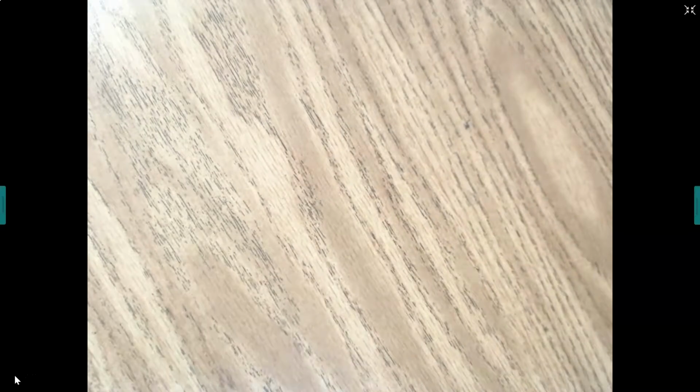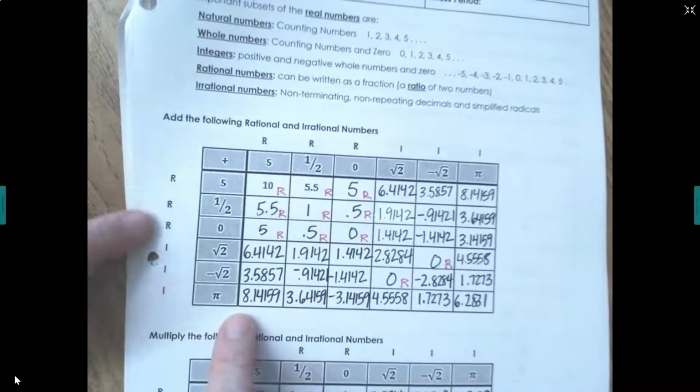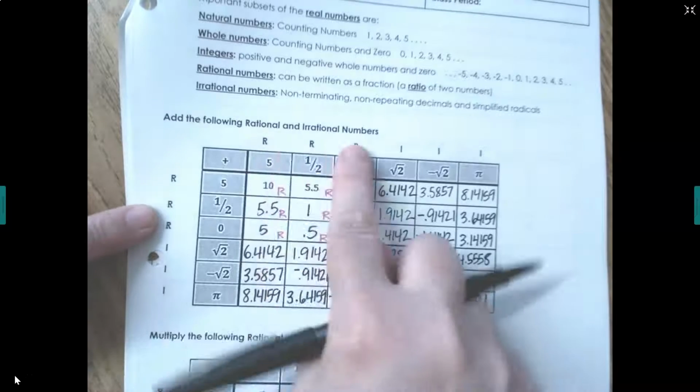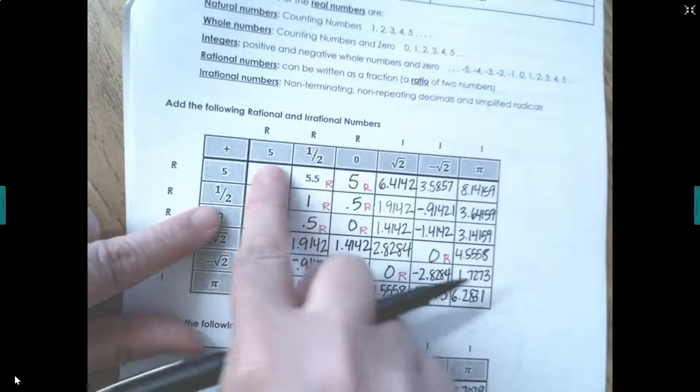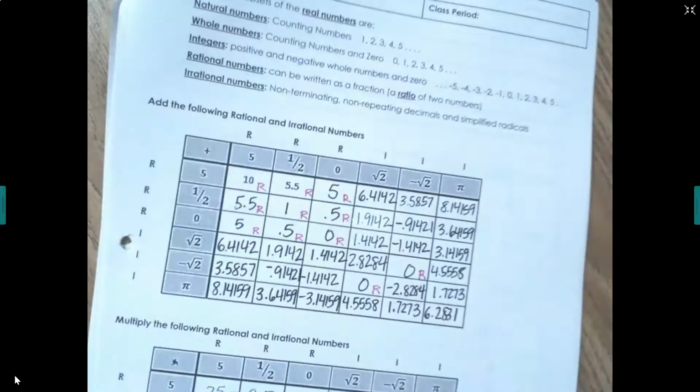So let's flip this back and look at the sums. That's going to be the top chart of rational to rational. Notice I've labeled these rational and rational. So the sum of rational numbers gave us all rational numbers. So the answer to the rule is the sum of a rational and a rational will be rational.